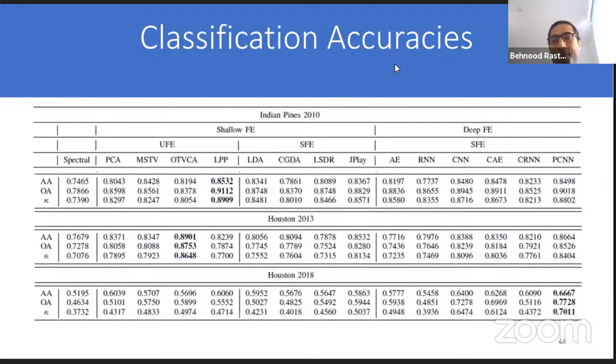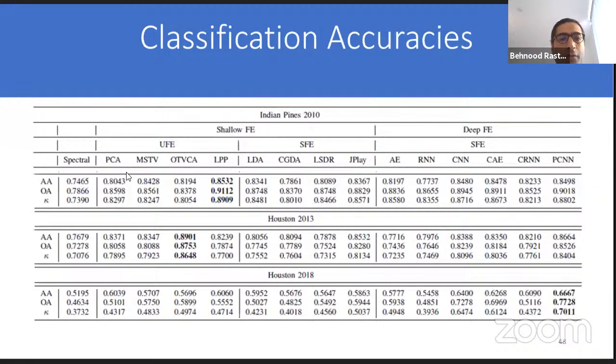So as you see here, we compare the deep learning techniques that we discussed: autoencoder, recurrent neural network, convolutional neural network, convolutional autoencoder, convolutional RNN, and applying PCA prior to CNN. These are the deep networks that we use. Most of these networks are basic networks, and nowadays there are way more advanced techniques that you can find, and most probably they work better than these networks.